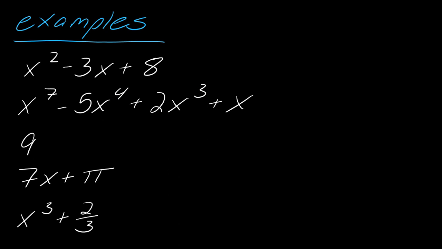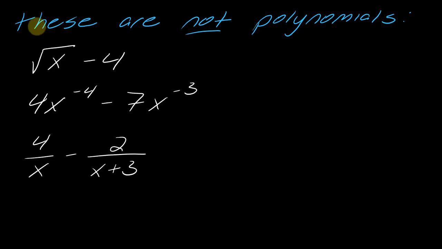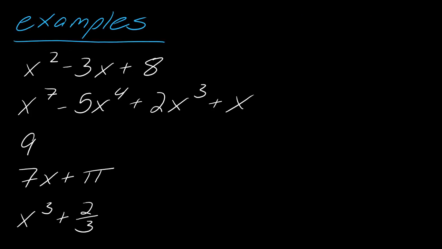Just to give you some examples of what's not a polynomial: something like the square root of x minus 4 would not work. These here, 4x to the negative 4th minus 7x to the negative 3rd, are negative exponents, so these won't work. Also, this situation here would not work as polynomials. So polynomials are something very specific, but like I said, most people have been working with them already by the time they learn the vocabulary, so people don't even think twice about this.